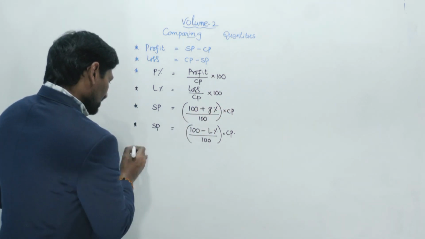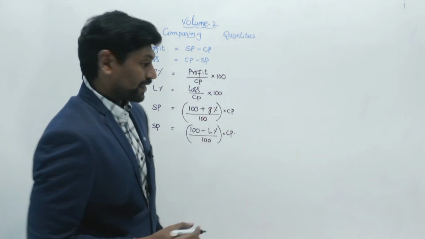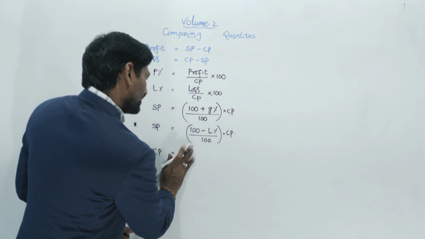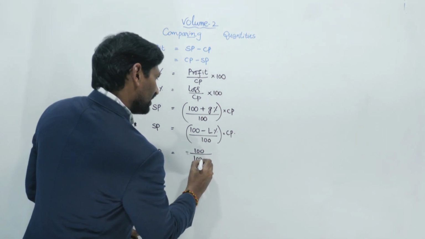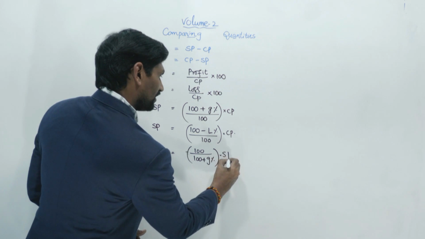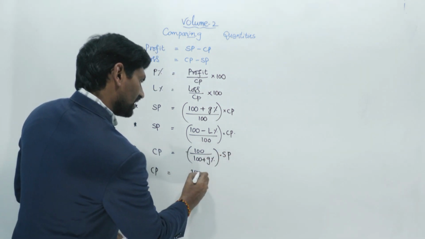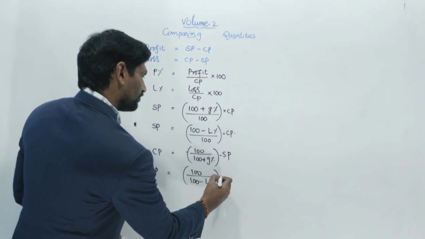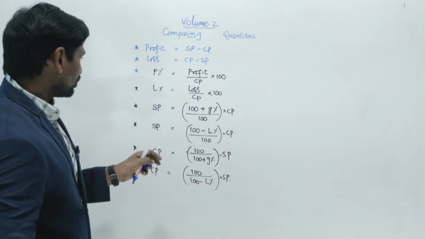In the same way, to write the same formulas based on the cost price: cost price equals selling price into 100 by (100 plus gain percent), and when we get the loss, 100 by (100 minus loss percent) into selling price. Very, very important formulas. Please note these points.